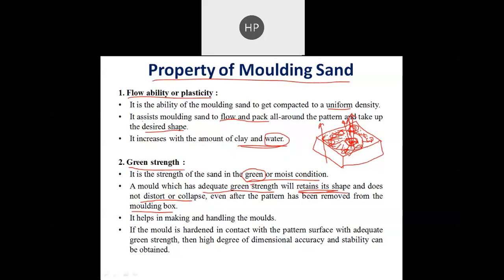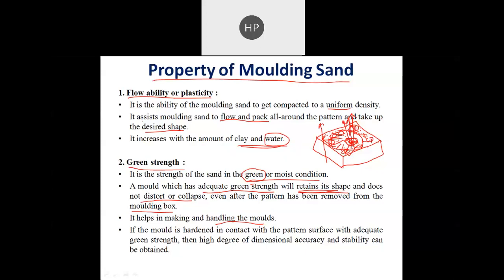Okay, so after removing the pattern, the sand should not distort or collapse, and that strength is known as green strength. And that green strength helps in making and handling the mold. If the sand does not have a proper amount of green strength, then we cannot easily handle it, or we are not even able to make the mold. And that's why green strength is an important property of a sand.